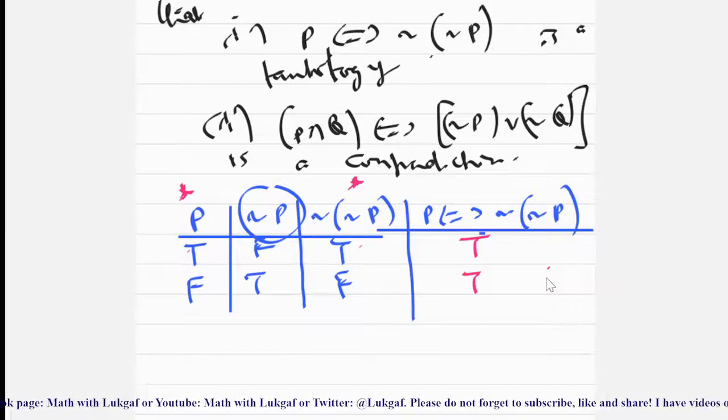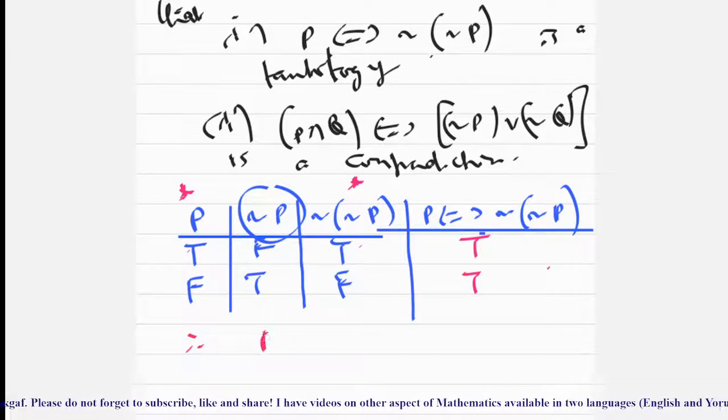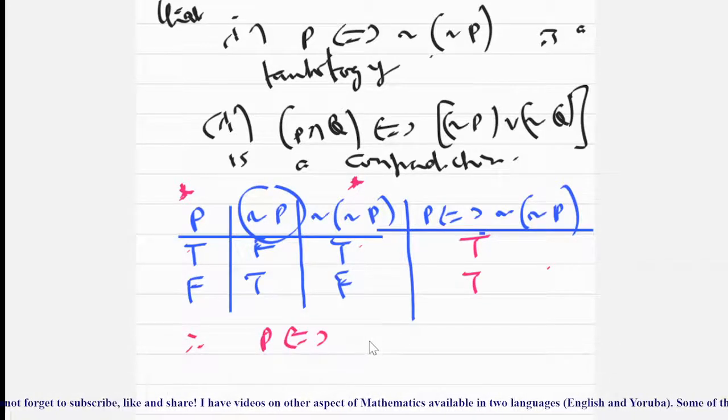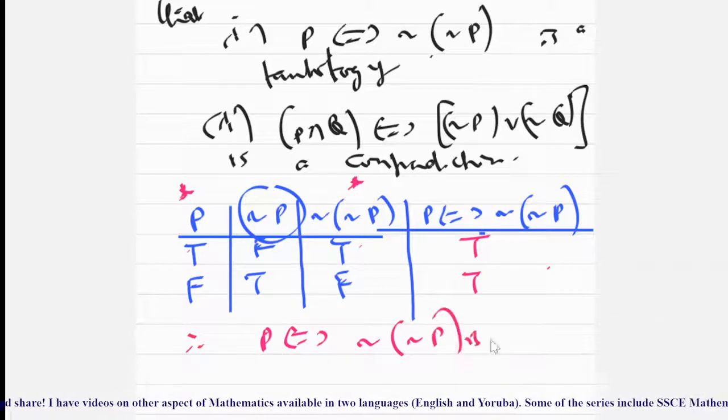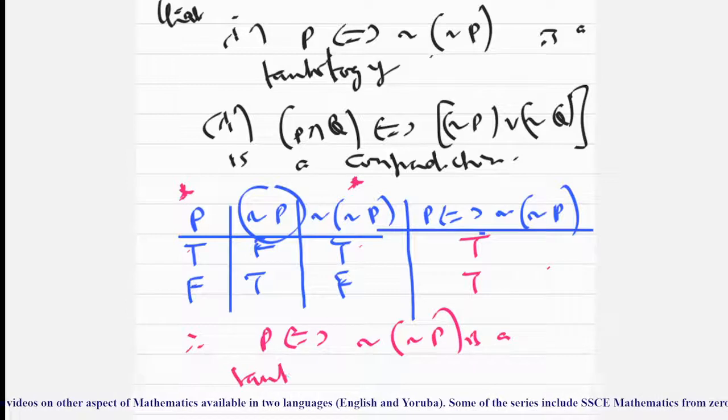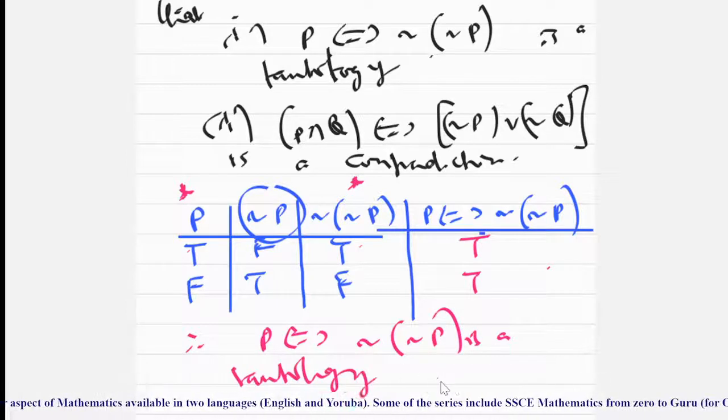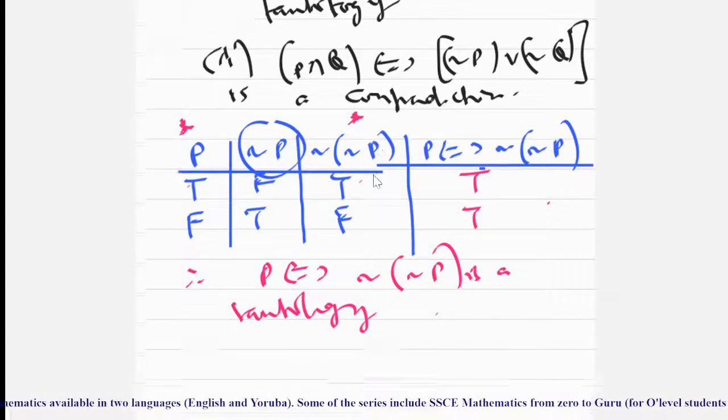Every possible truth value is true irrespective of the combination. So then you can now conclude by saying P, therefore P, negation of P is a tautology. Tautology. Okay, now let us do the second one.